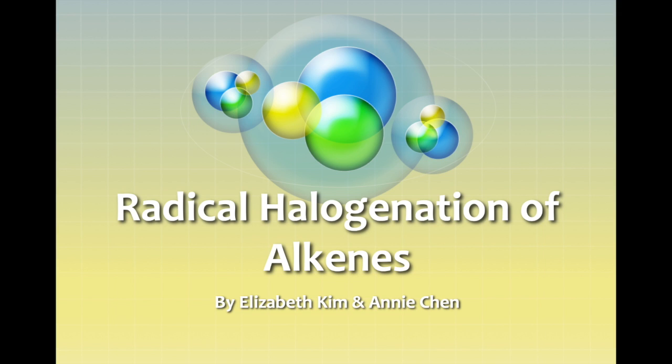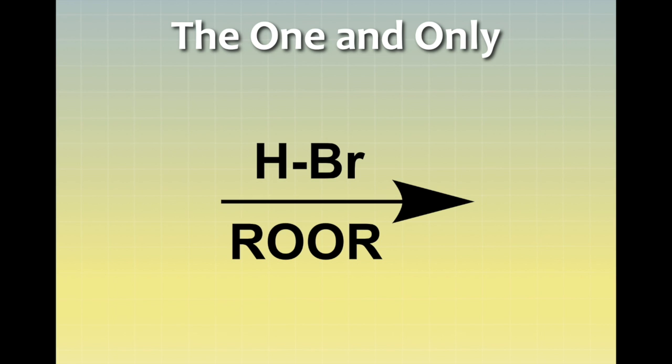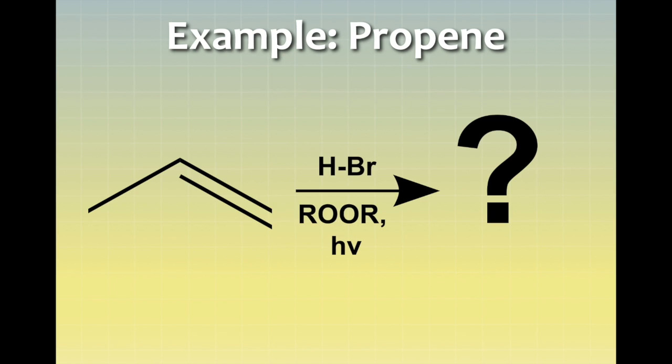Everyone, today we'll be taking a look at a specific organic chemistry reaction known as the radical halogenation of an alkene. In this particular reaction, hydrobromic acid will be added in the presence of peroxide to an alkene. Before we begin discussing the reaction, we need to first mention that the radical halogenation of an alkene only occurs with hydrobromic acid in the presence of peroxide.